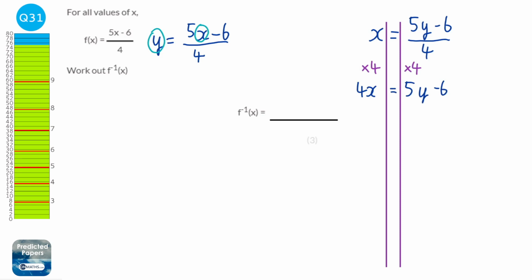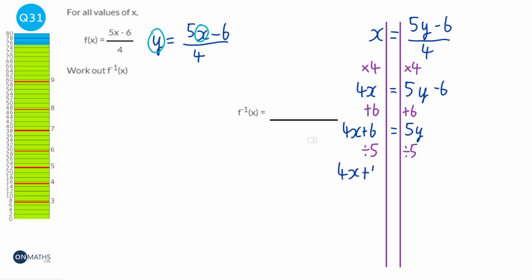Next we're going to get rid of that minus 6, so we're going to add 6 to both sides. And then finally we're going to get rid of that times 5 there by dividing both sides by 5. So we've got 4x plus 6 over 5 equals y. And we use y as a replacement for the inverse function of x, which is what that minus 1 means. It means inverse, equals 4x plus 6 over 5.